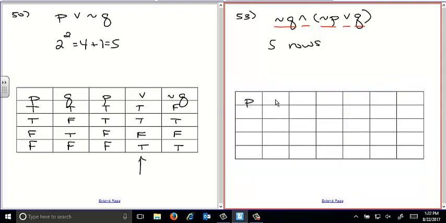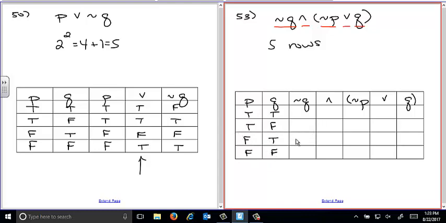P, Q, not Q, and not P or Q. First 2 columns, exactly the same. What we're doing here is we're just coming up with all the different possible combinations of trues and falses, and if you use this pattern, you'll do that. True, true, true, false, false, true, false, false. So those are the 4 possible combinations of truth values.